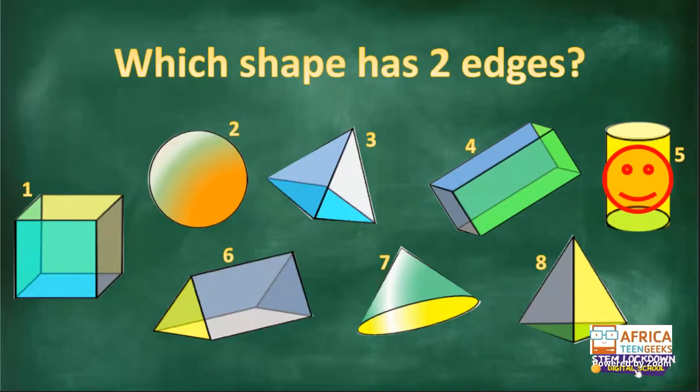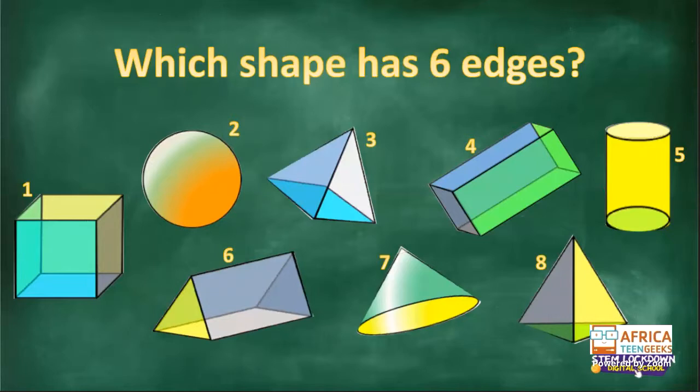The next one. Which shape has 6 faces? Oh, sorry, not 6 faces, guys. 6 edges. 6 edges. Only one of them has 6 edges. Not faces, edges. Look carefully. 6 edges. The answer is 8.